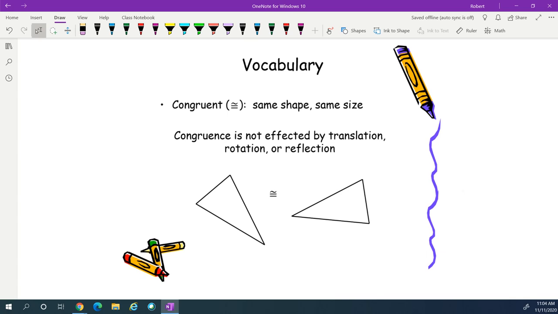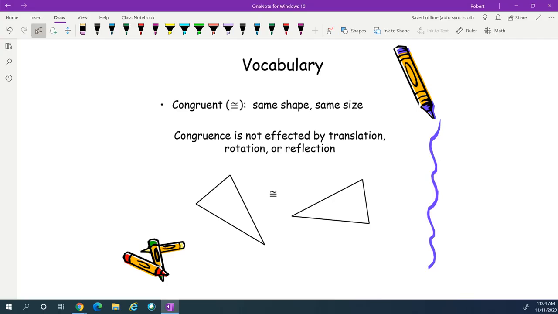So remember the idea of congruence and our symbol there. It means identical. So it's the same shape, same size. Now think about it that way. Same shape. The angles control the shape. So not all triangles are the same. We can have a right triangle. We can have an obtuse triangle. They're not the same shape. The angle measurements affect the shape. And then the size. The size is controlled by the length of the segments or the sides.